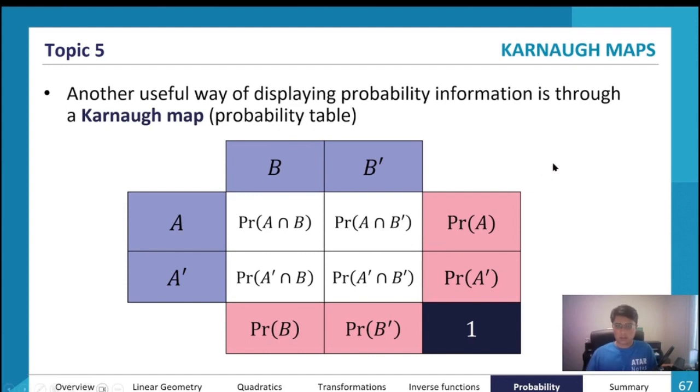Another way of displaying probability information is by using this thing called a Karnaugh map. I'm not exactly sure how to pronounce it. It's also called a probability table. This is what I refer to it as.